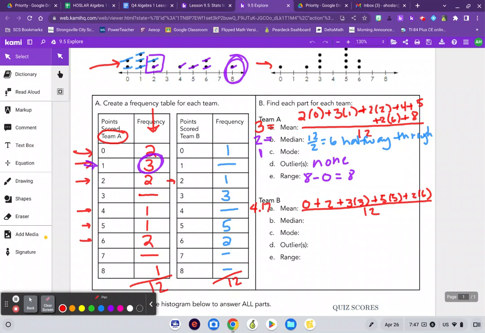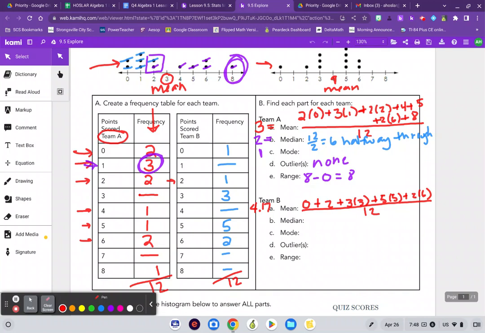So let's take a look. My mean in table A was 3. This was my mean. Whereas my mean for dot plot 4 was 4.17, so like right in here. And so it seems reasonable that the mean would be about in the middle of each set of data.